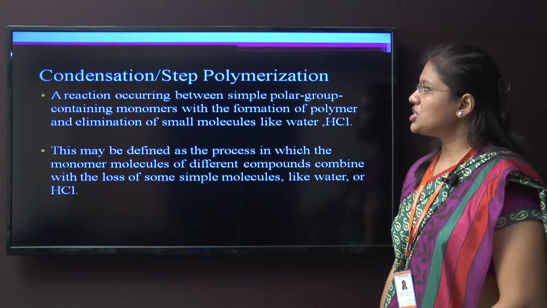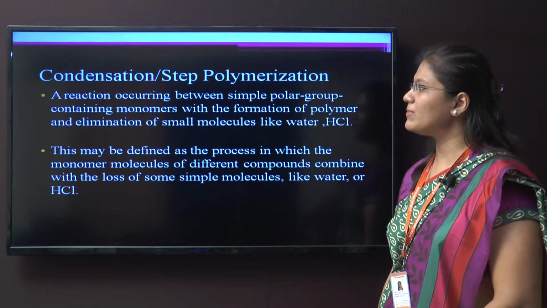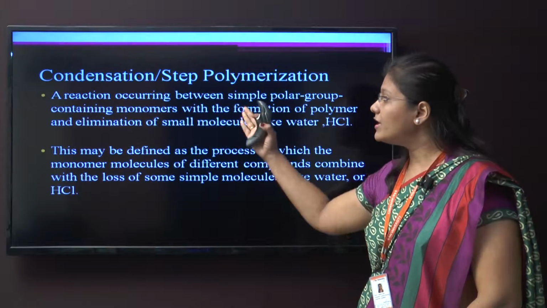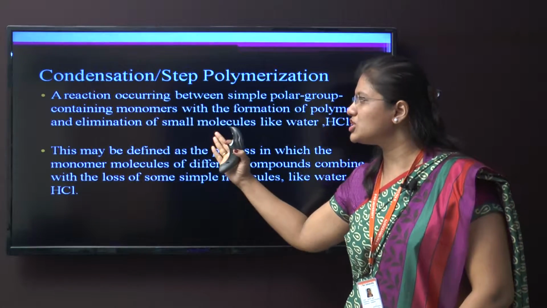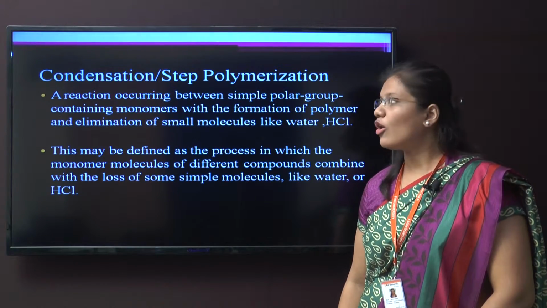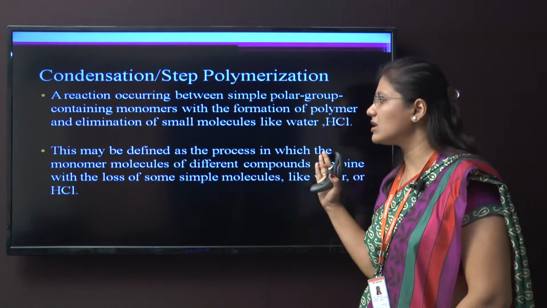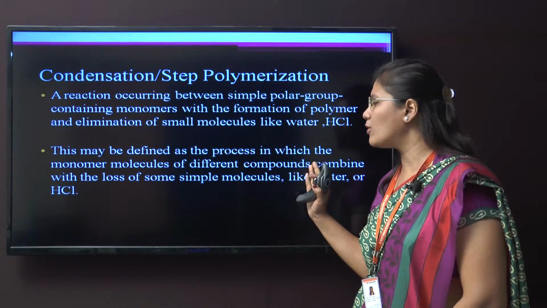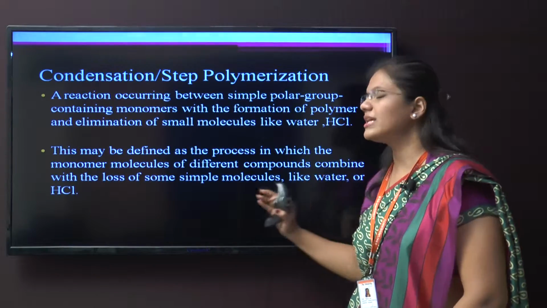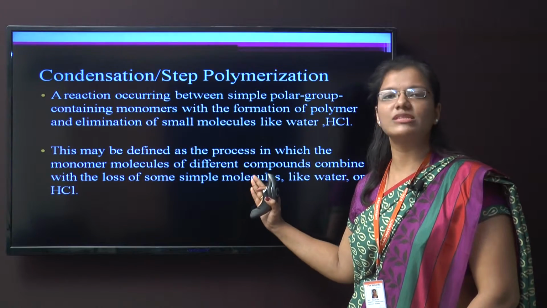Now next is condensation or step polymerization. What do you mean by a condensation polymerization? It is a reaction occurring between simple polar group containing monomers with the formation of polymer and elimination of small molecules like water or HCl. That process is known as condensation or step polymerization. This may be defined as the process in which the monomer molecules of different compounds combine with the loss of some simple molecules like water, or you can say HCl. Here the release of small molecules occurs.